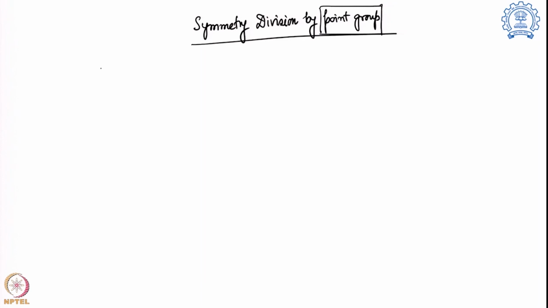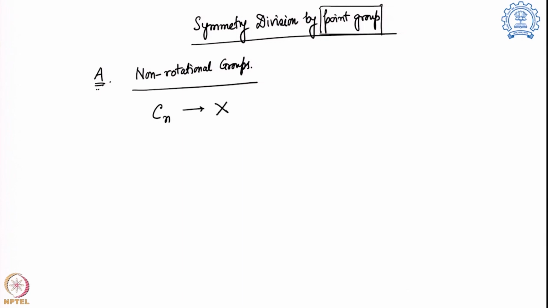So, let us take a look at what are the different forms possible, and we can actually divide them into 4 broad sections. The first one we call non-rotational groups. Quite obvious from its name, it does not contain a Cn axis, it does not have any, and that is why it is called the non-rotational group. And this particular molecule which does not have a Cn can belong to 3 different groups.